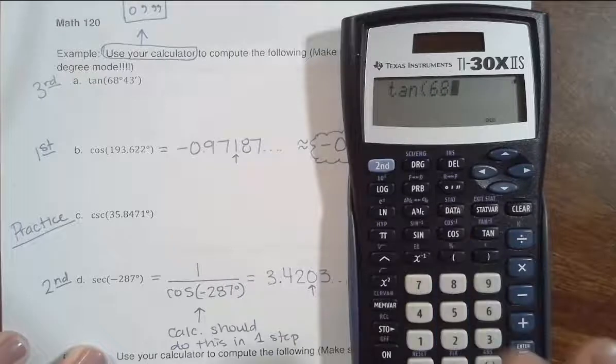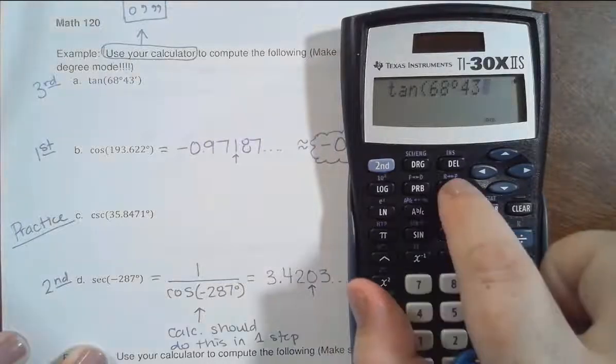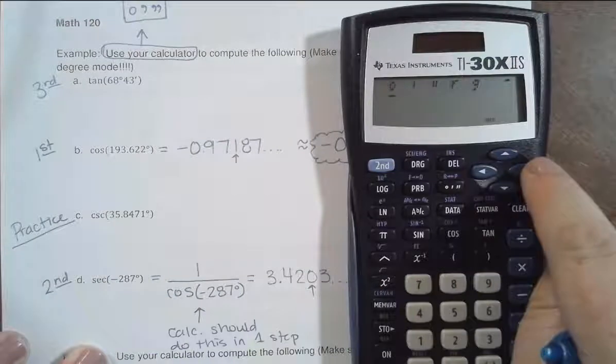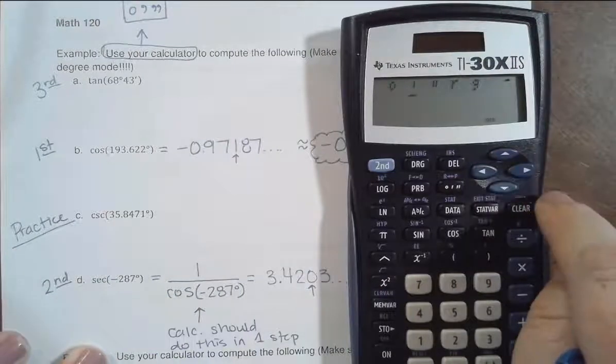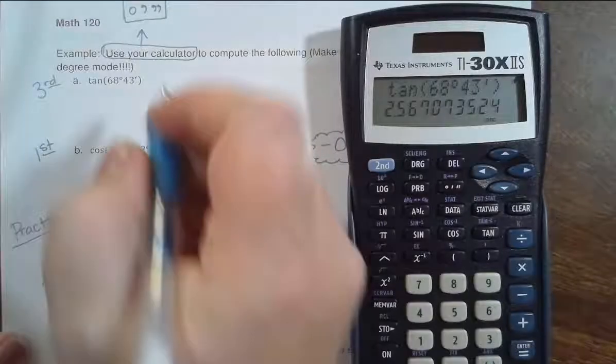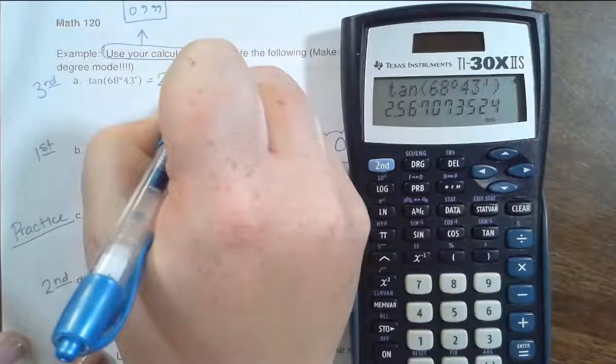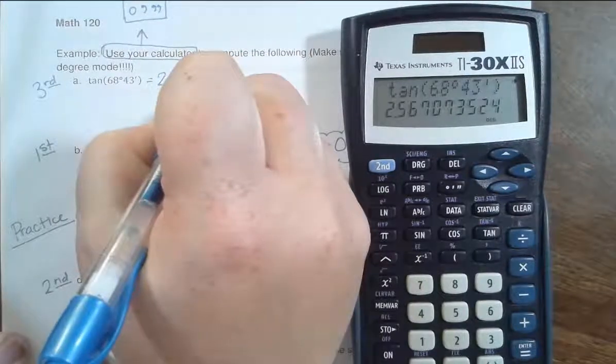Okay, we're going to select degree and then type in 43 minutes. And we're going to hit that degree button again, but this time I'm going to go over and select minutes. Okay, and then close your parenthesis once you have finished typing in everything you're taking the tangent of. And this comes out to 2.56707 and some more stuff, right?